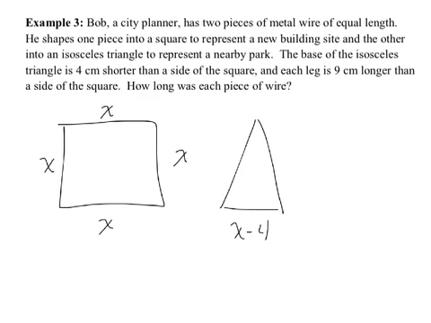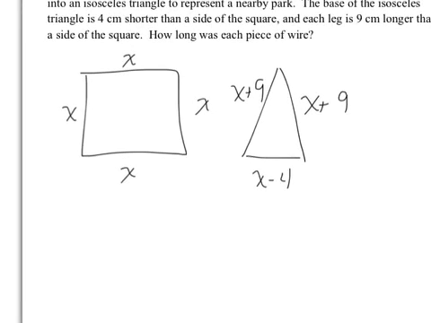And each leg of the triangle is 8 centimeters longer, so we can write x plus 9 and x plus 9. Now at this point in time it says, how long was each piece of wire? Well, we know that the wires are identical, so the amount of wire that makes up the square is the same as the amount of wire that makes up the triangle. Well, the amount of wire is really the perimeter. So we could say the perimeter of the square is equal to the perimeter of the triangle.